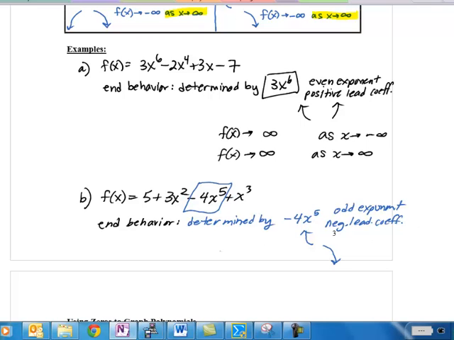So as I go left, the function values are going up, unbounded in the positive direction. And as I go to the right, as x goes to infinity, the function values are unbounded in the negative direction, so they're going down.